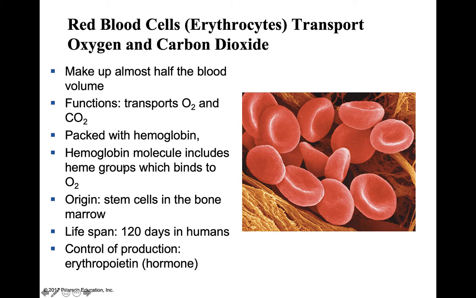Now, our red blood cells are formed in the bone marrow, and we'll see a diagram a little bit later that talks about the formation of red blood cells, white blood cells, and platelets. One thing that is important to keep in mind here is the typical lifespan of a red blood cell is about 120 days.